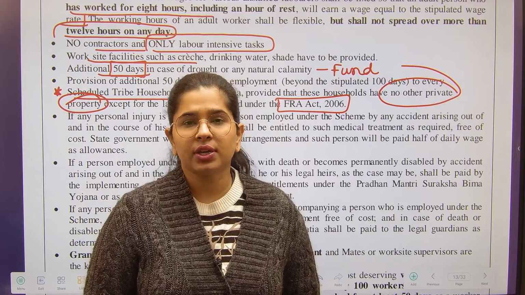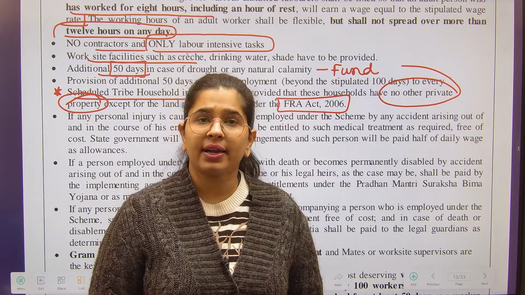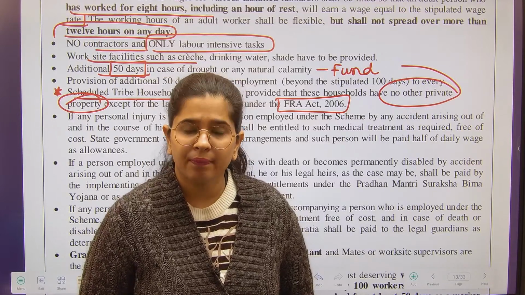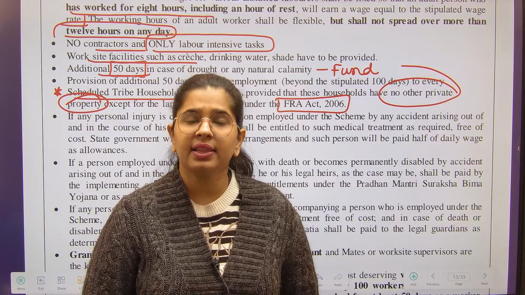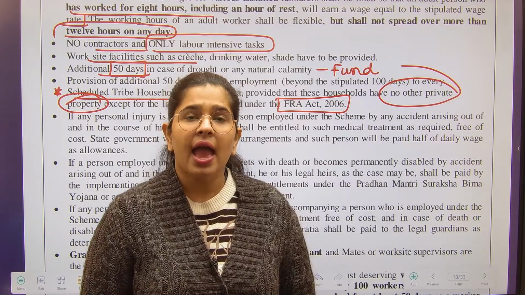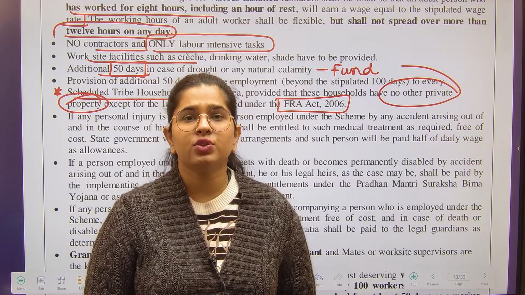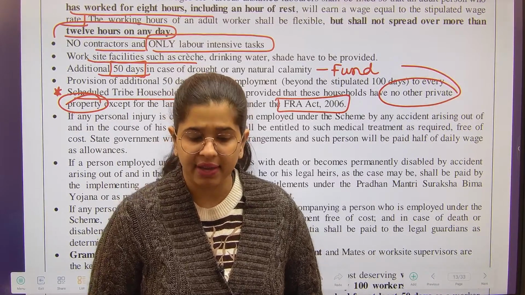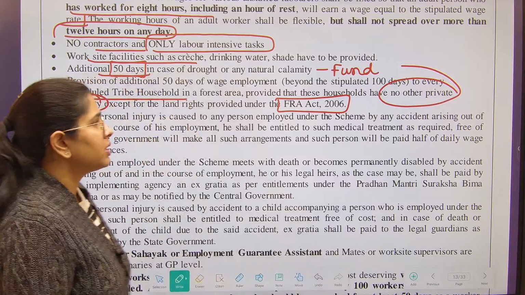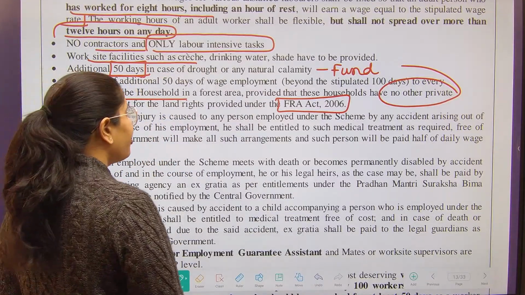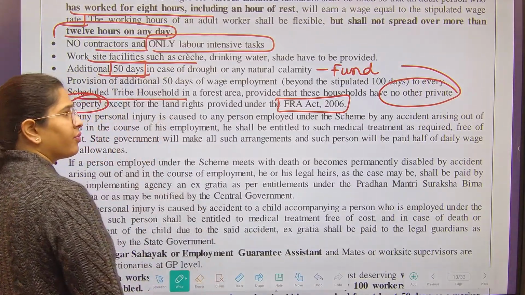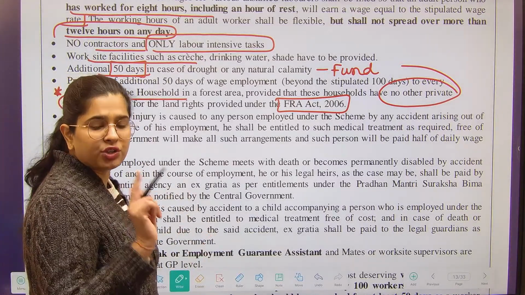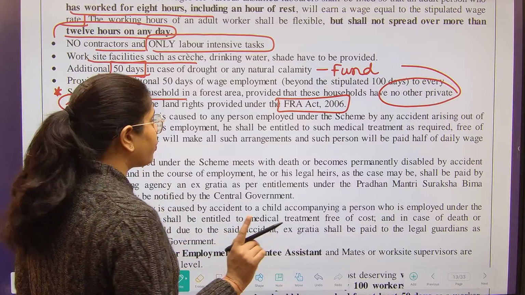So hence this particular act came in, and this provided land rights and community rights to the scheduled tribes who were living in that particular forest area, and also to other forest dwellers who were accustomed to living in that particular area for the last 75 years, right? So this is your Forest Rights Act. So if the scheduled tribes have gotten land under the Forest Rights Act, that is fine, but they should not be having any private property.